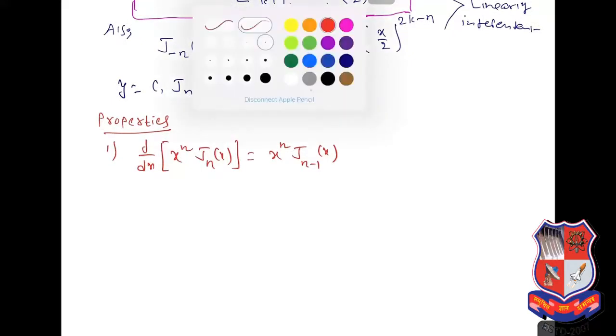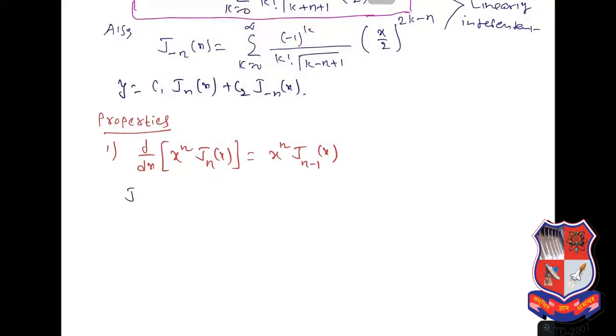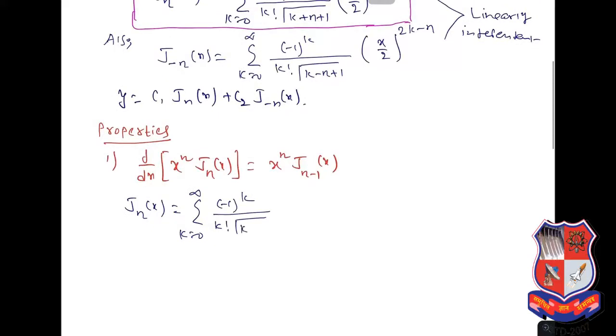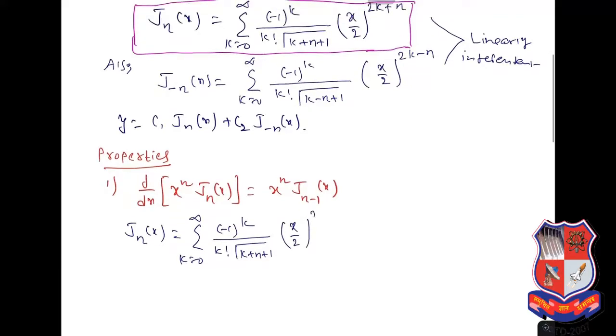Now let us prove this. So J n x equal to the series k equal to 0 to infinity, minus 1 power k over k factorial gamma k plus n plus 1, x by 2 power 2k plus n.